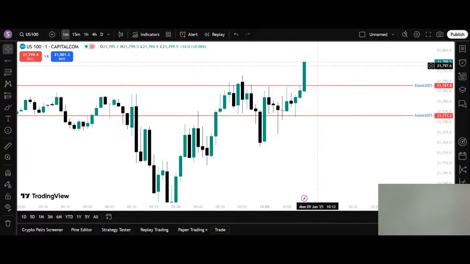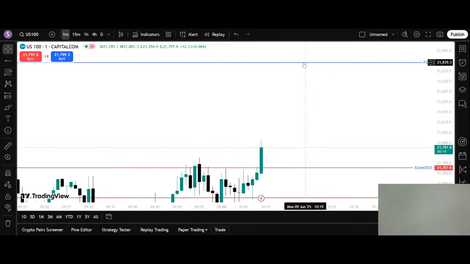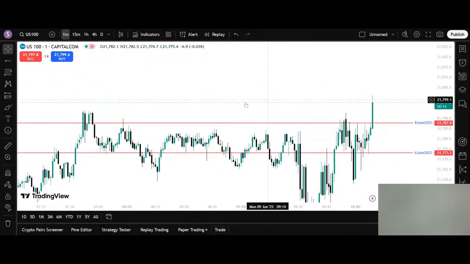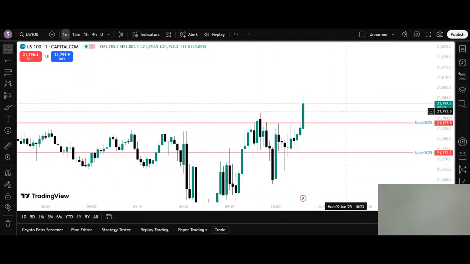Okay, that's good. But let's see how the candle closes. If it closes kind of bullish, then we can aim for here at 21,840. It has taken all this liquidity now. Now I'm just gonna wait.